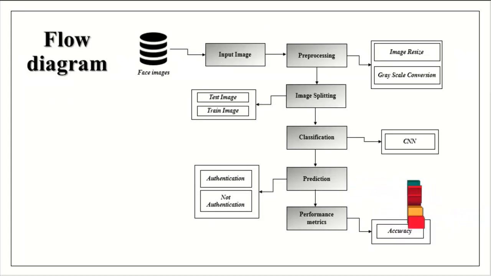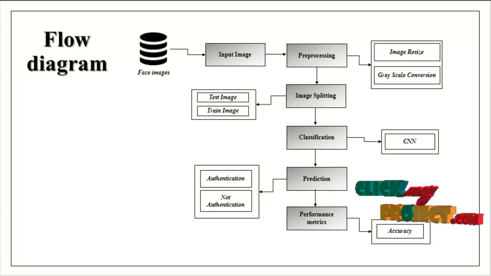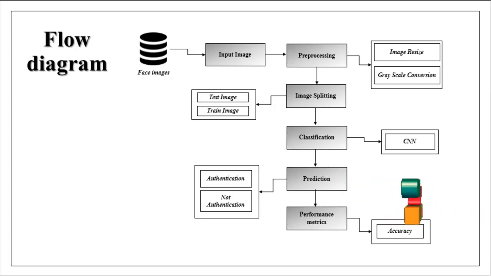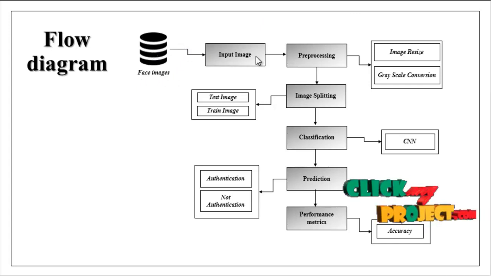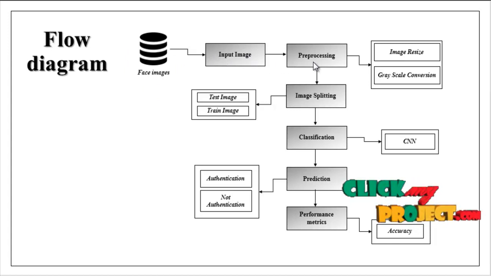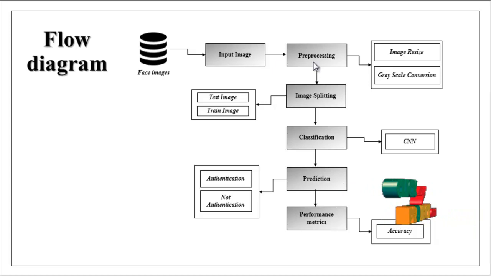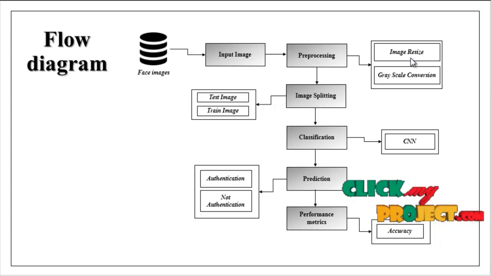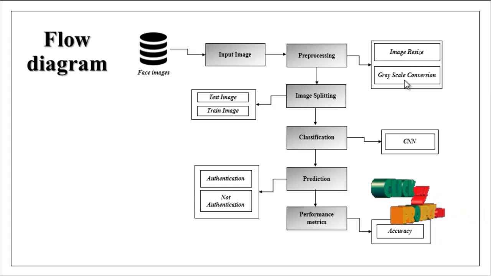Then we are going to see the flow of our project. This is the flow diagram. First we take some input images, that is, some face images. Then we select one input image from our data set. The selected input image is carried to the pre-processing step. In this step we resize the input image as well as do grayscale conversion.